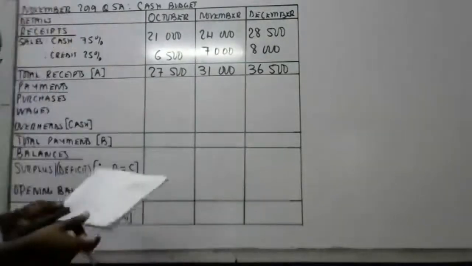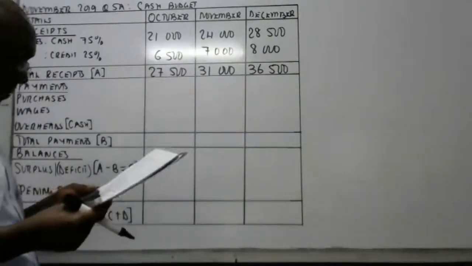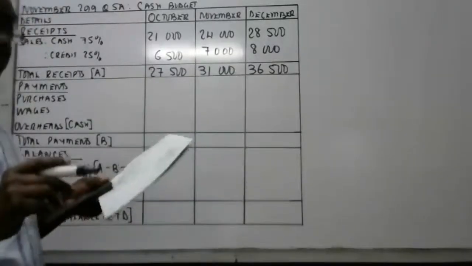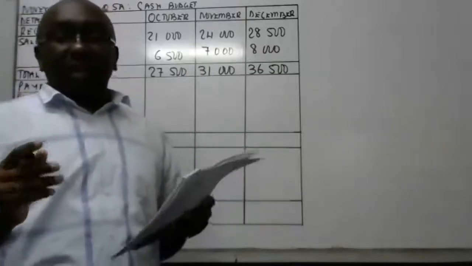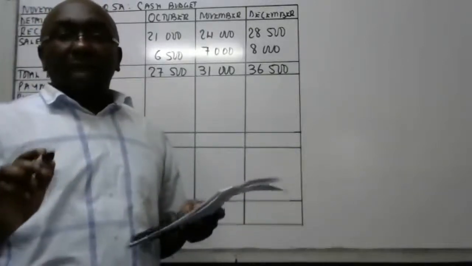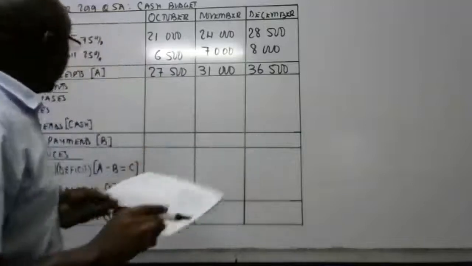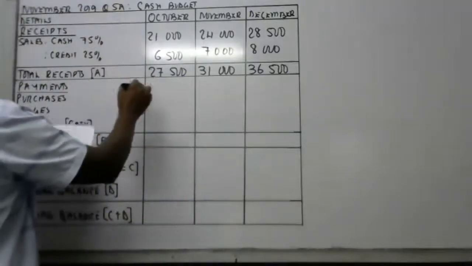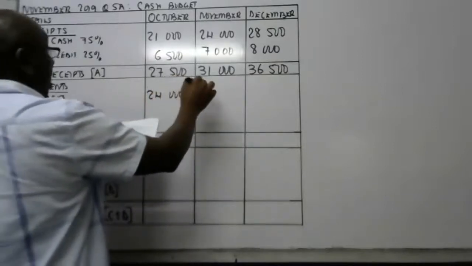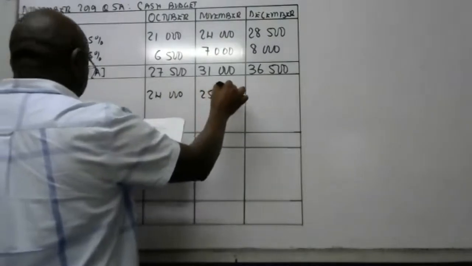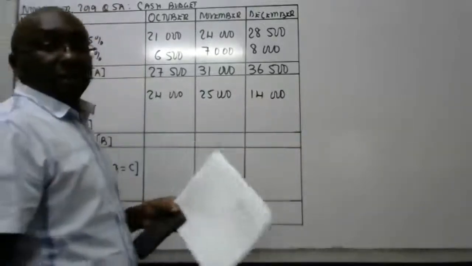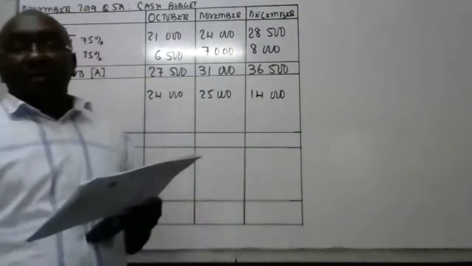Let us go to purchases. Purchases, we are told by information 1, they are paid 2 months after transaction. So that means what you bought in August will be paid after September, so will be paid in October. So in October, we are paying for the purchases of August, which are 24,000. Then we pay for September here 25,000 and 14,000.